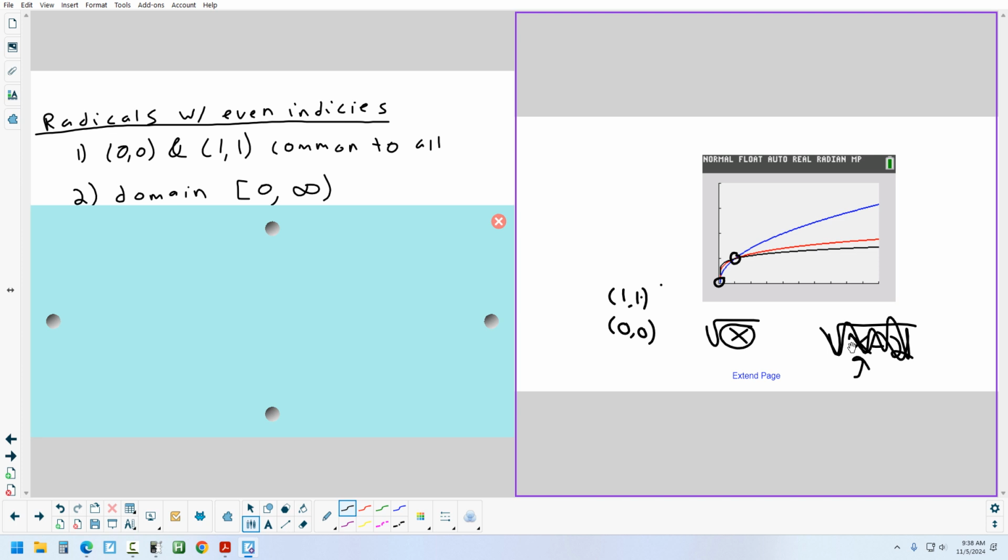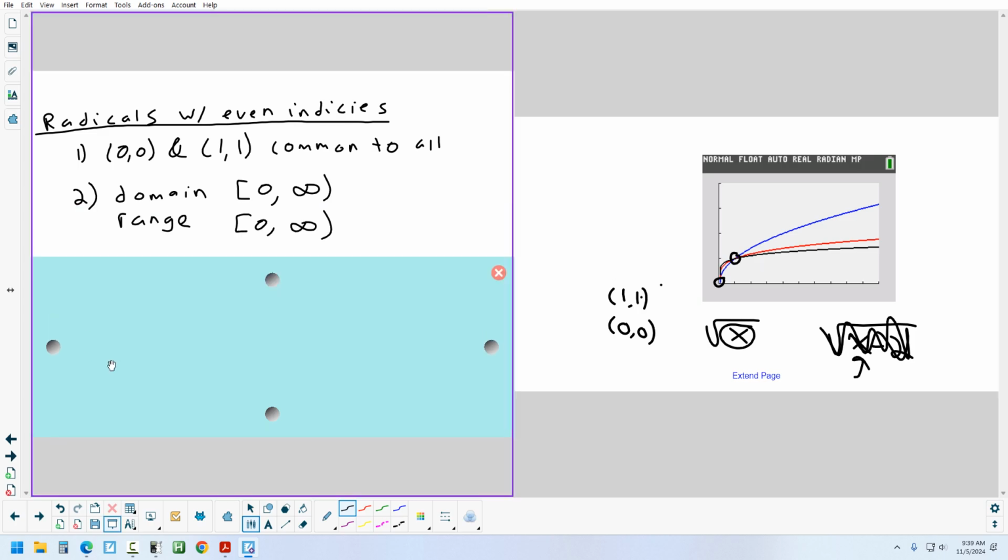Now, how about the range? Look at the blue, the red, and the black. How low do all of those graphs go? They go as low as 0. And how high will they go? They will go to infinity. It doesn't look like, especially the black one, it's going to keep going up forever, but it does. It's just a very gradual going up.